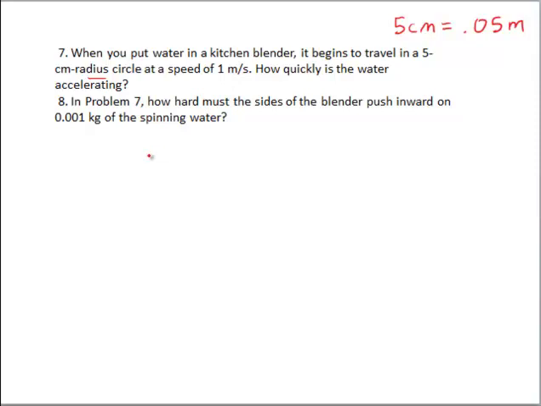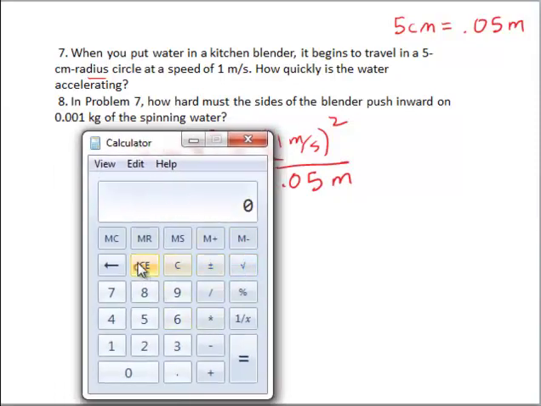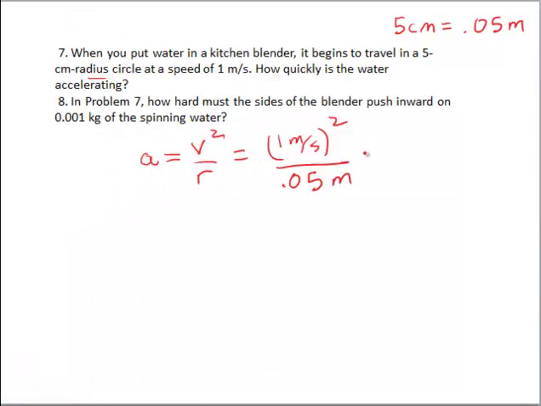Oh, well, that's easy. They're telling us what the speed is. We've got to calculate a equals v squared over r. Let's just plug it all in. The velocity is 1 meter per second, squared, divided by the radius, which is 0.05 meters. Let's figure that out on the calculator. We take 0.05 and take the inverse, and it's 20. So all of this is equal to 20 meters per second per second. That's the acceleration, that's how quickly the water is accelerating. So let's see what happens to someone who experiences a little bit of that accelerating water.